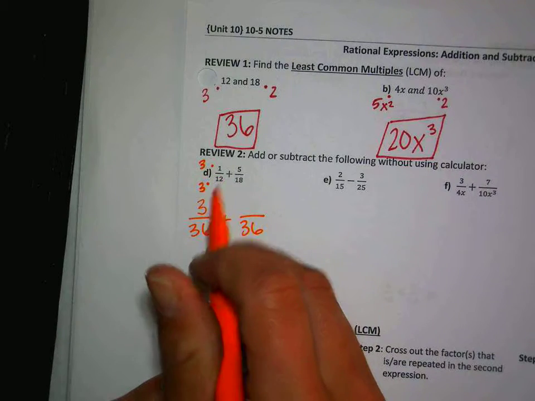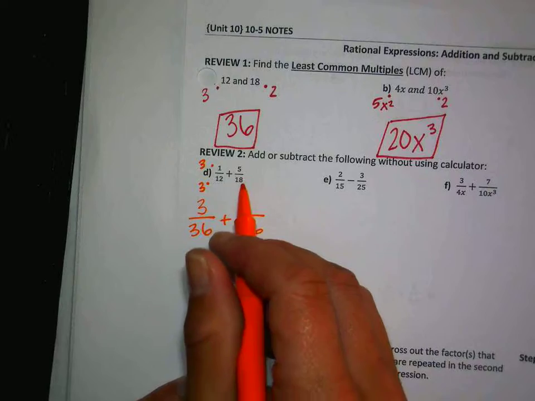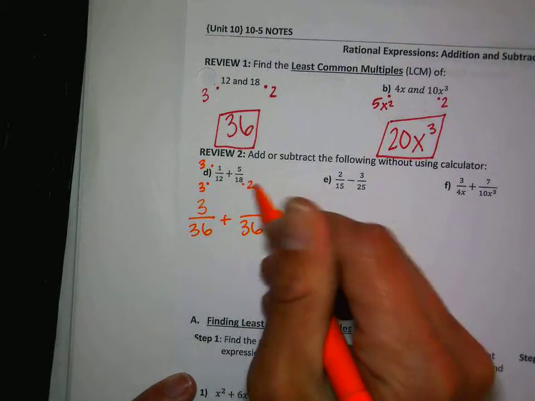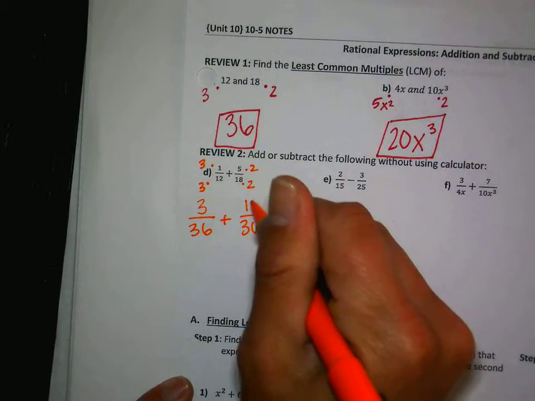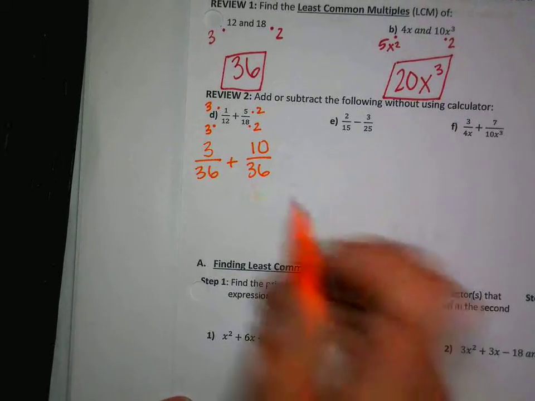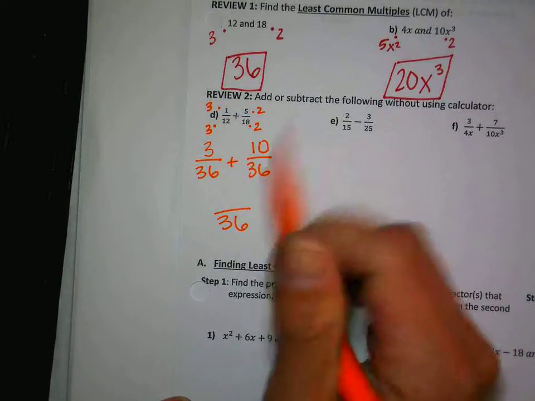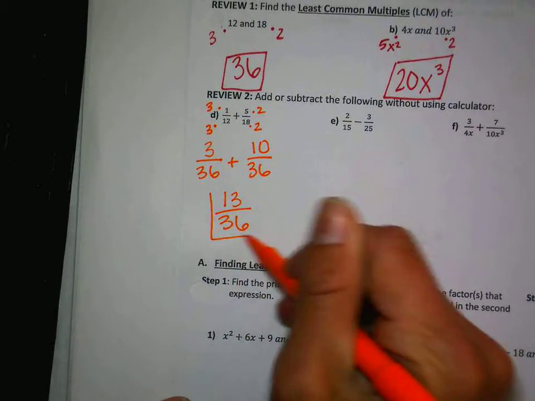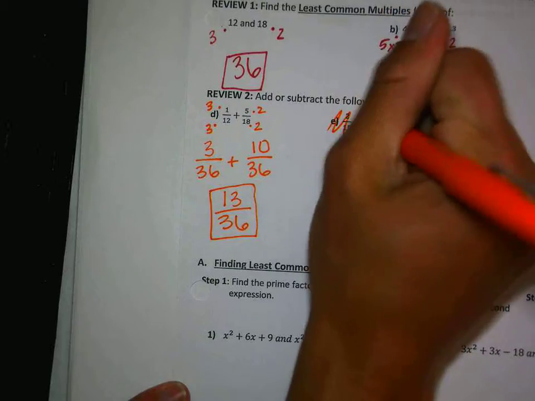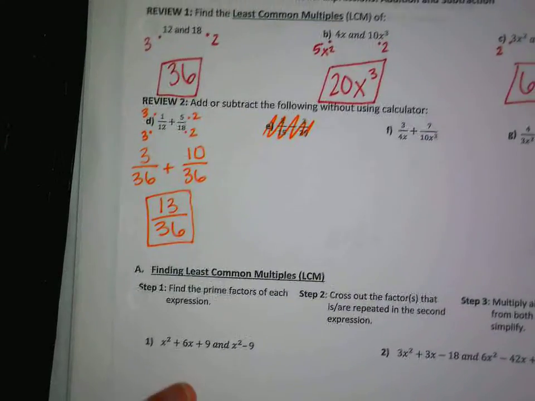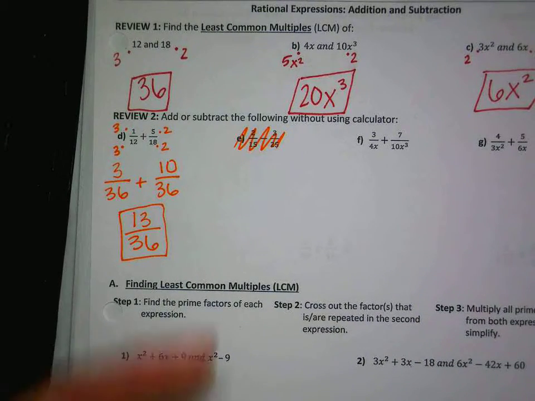So 3 times 1 is 3, and then 3 times 12 will be the 36. All right, what are we multiplying 18 by? 2. So if you multiply the bottom, you also have to multiply the top. 5 times 2? 10. When you add up your fractions, the denominator stays the same. You would just add 3 plus 10 and get 13. We are going to skip E, so you can cross that one out. The other ones are all paired up with the ones we did before.